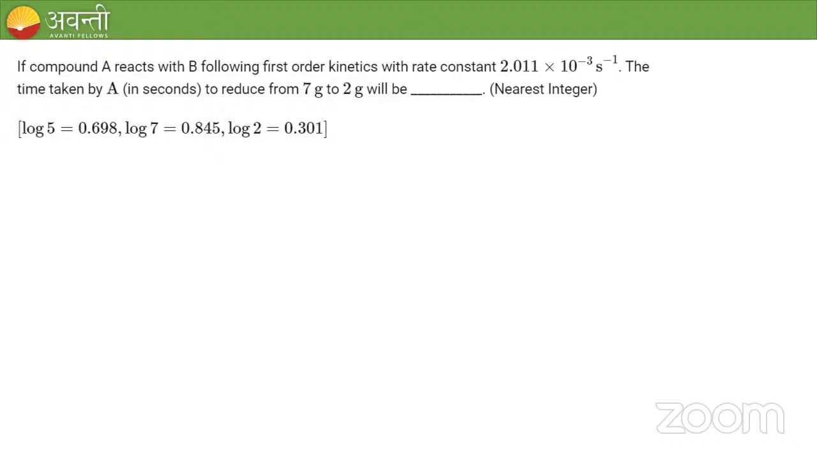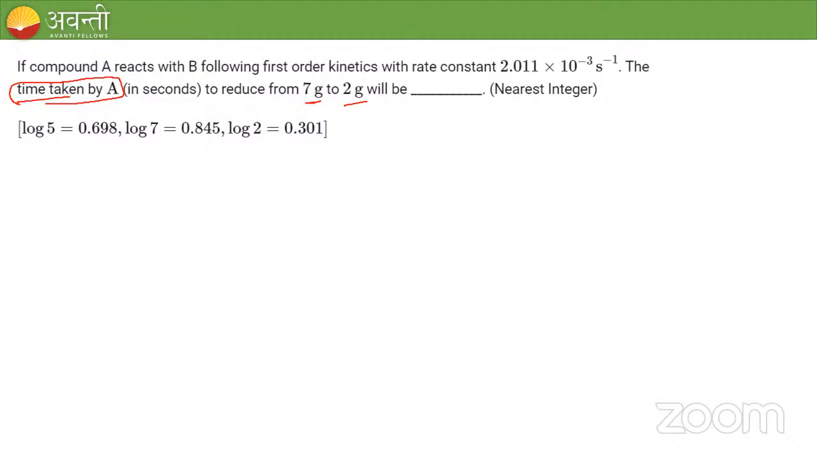The question is, if compound A reacts with B following first order kinetics with rate constant 2.011 into 10 power minus 3 per second, the time taken by A to reduce from 7 gram to 2 gram will be. So what is given? Rate constant is given, initial amount is given, and amount after some time is given. We have to find out the time taken by A to get reduced from 7 gram to 2 gram.